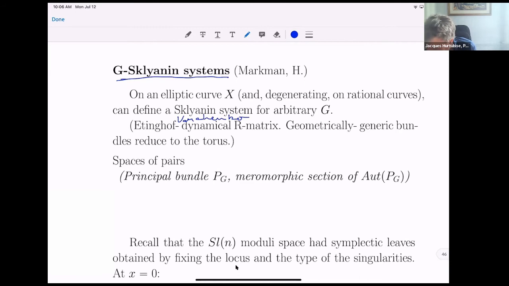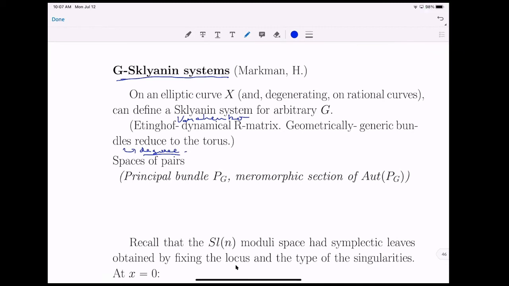Geometrically, what it means is that the generic bundles of degree 0 on an elliptic curve reduce to the torus. And this is only generic, and when they don't reduce to the torus, it behaves roughly in the same way that Jordan forms do. So there are some non-trivial extensions, but there's a torus piece that's there anyway. And so you'll get a space of pairs: a principal bundle, and a meromorphic section of the automorphisms.